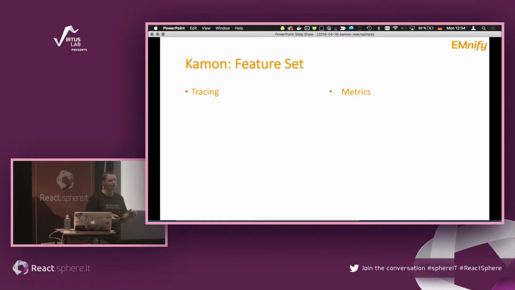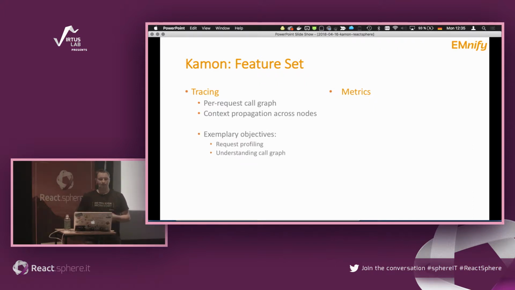The feature set of Kamon can be categorized into 2 parts. The first is tracing. The other one is metrics. Regarding tracing, we're collecting call graph information for one request. When it goes across our actor system or across our cluster, one central node collects all this information. Because of some correlation IDs being passed across the Akka nodes, we can correlate this together and really follow one single request, how it goes through our cluster, and hopefully responds quickly.